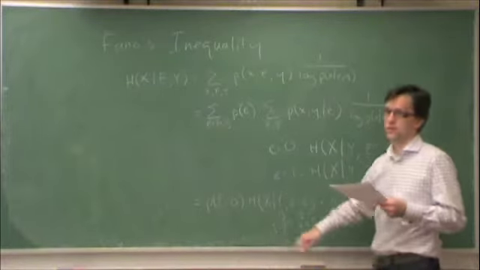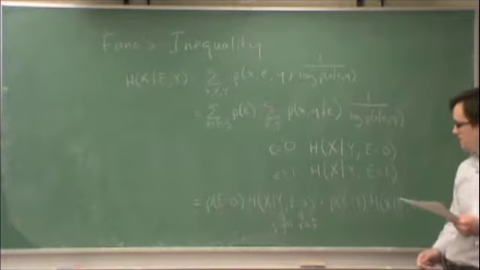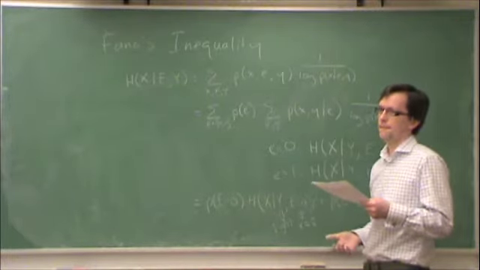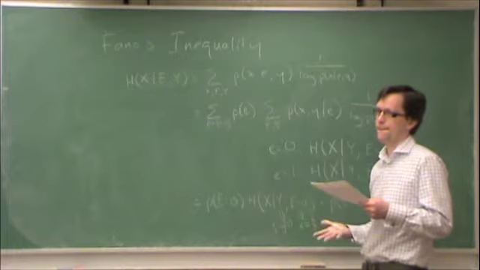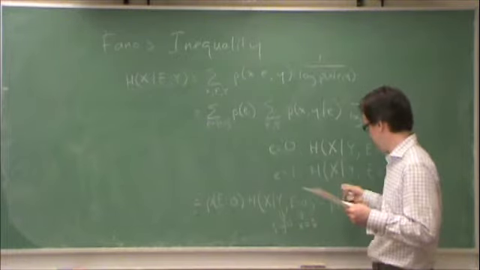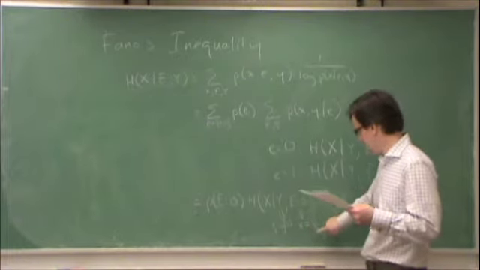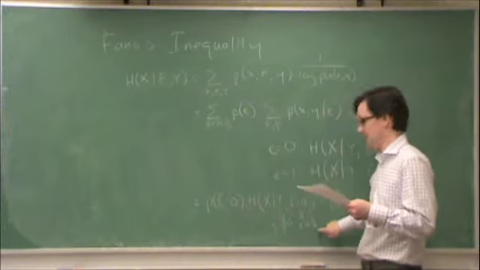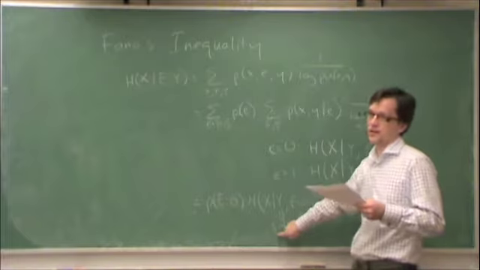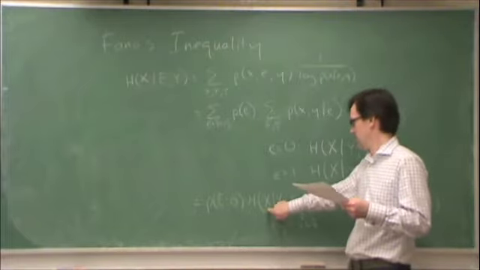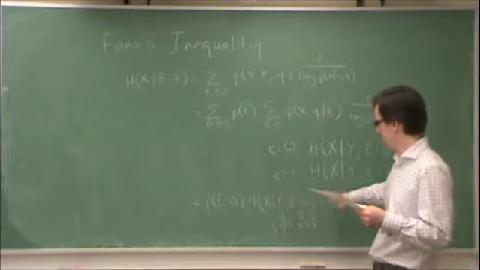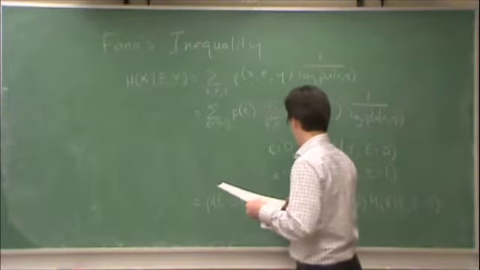So therefore, what's the uncertainty, what's the entropy given y and E equals 0? In other words, if the error is 0, we know for sure that x is equal to x hat, and we also know x hat. So therefore, x is deterministic given y and E equals 0. So therefore, this term is 0.